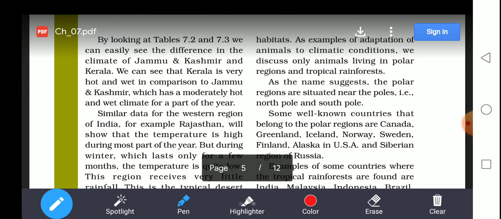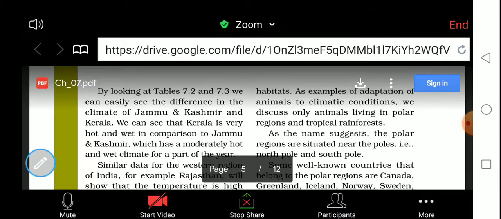Similarly, data for the western region of India, for example Rajasthan, which I already explained, will show that the temperature is high during most part of the year. If you go to every part of our country, you will experience different climatic conditions. But in Rajasthan it remains hot most of the year. Winter lasts only for a few months. Throughout the year you will experience high temperature in Rajasthan. The temperature is quite low in the winter season for a short period of time, but afterwards it changes to a hot climate.